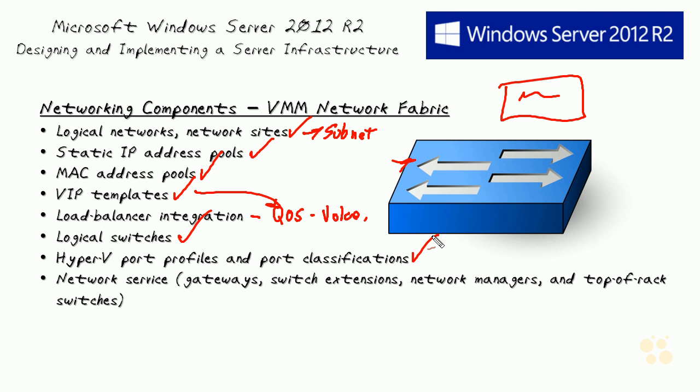Now the network service in VMM has a whole bunch of components that you see here: gateways, switch extensions, network managers, and TOR, or top of the rack switches. Gateways are basically a way for you to allow network traffic in and out of a virtual machine network using network virtualization. You can configure it for local network routing, so you're going to route traffic between the virtual machine network and the physical network. That makes sense.